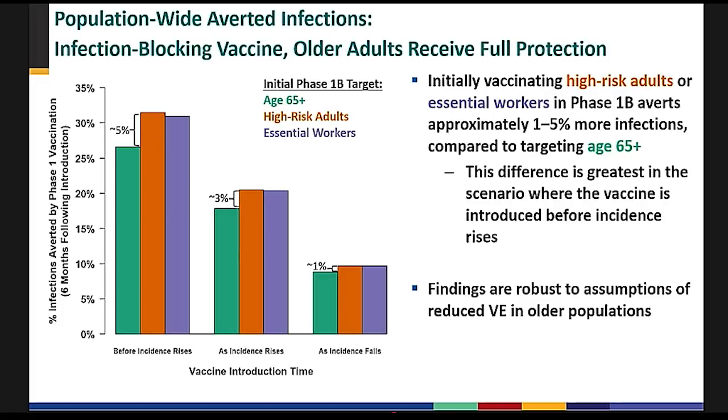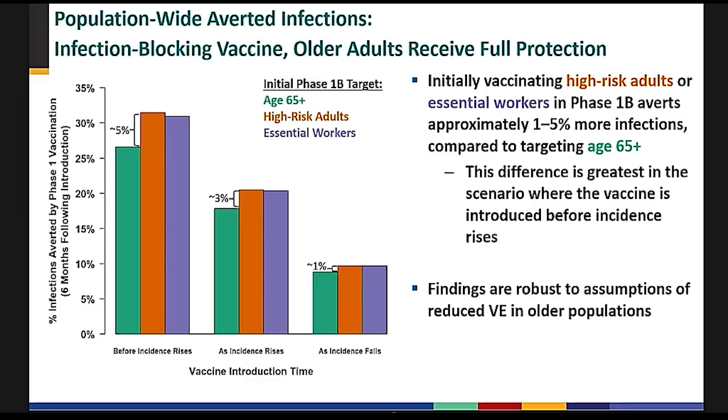Each group of bars represents the different vaccination introduction times relative to incidence rising or falling, with the leftmost group of bars showing the percentage of cases averted in a vaccination campaign that begins before incidence rises, the middle group showing a campaign that begins as incidence rises, and the rightmost group showing a campaign that begins as incidence falls. The colors represent the group that receives the initial 20 million doses at the beginning of phase 1B.